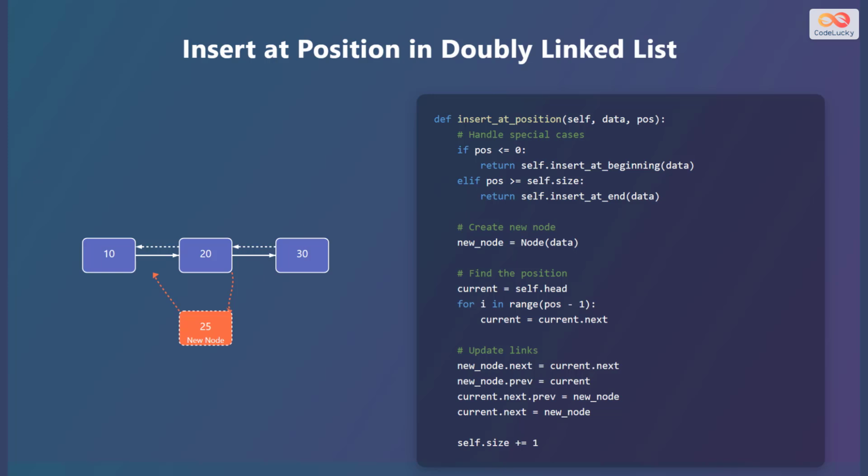Now let's explore how to insert a node at a specific position in a doubly linked list. This visualization shows the insertion of a new node between node 2 and node 3. Here's the code to insert at a specific position. First, handle the special cases. If the position is less than or equal to 0, insert at the beginning. If the position is greater than or equal to the size of the list, insert at the end. Then create a new node with the given data, find the node at the specified position, and update the next and previous pointers of the new node and the adjacent nodes. Finally, increment the size of the list.